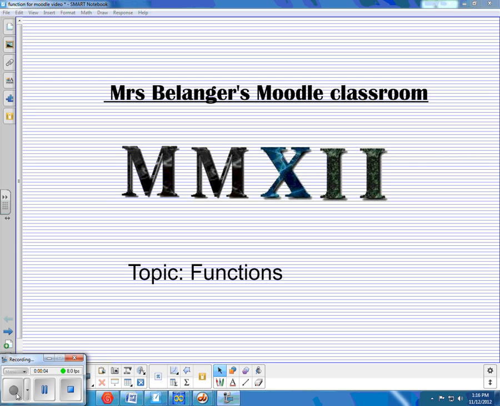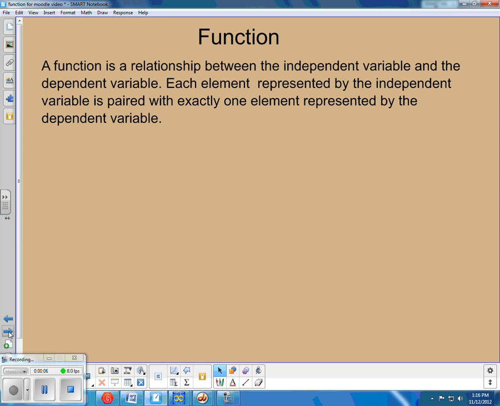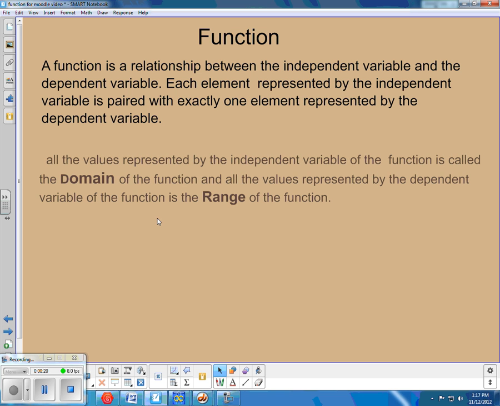Today's topic is functions. A function is a relationship between the independent variable and the dependent variable. Each element represented by the independent variable is paired with exactly one element represented by the dependent variable. All the values represented by the independent variable of the function are called the domain of the function, and all the values represented by the dependent variable of the function are the range of the function.